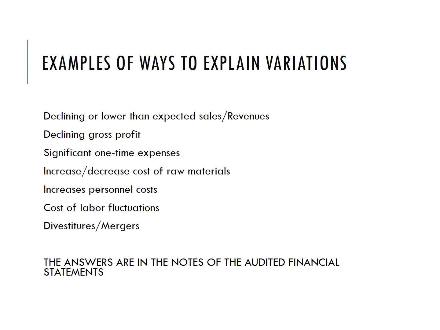And some of these explanations in general can be, did you have a declining or lower than expected sales or revenue? Did you see declining gross profit or perhaps increasing gross profit? Did you have a significant one-time expense? So, sometimes if you're in a healthcare organization and you lost a large lawsuit, you may have a large one-time expense for a lawsuit. Did you see an increase or a decrease in the cost of raw materials? So if you work for a firm that produces something, so Apple, for example, they may see a decrease in the cost of raw materials, which will cause them to have a better margin. Do you have an increase in personnel costs or decrease in personnel costs? Or you could also say that's a cost of labor fluctuation. And last but not least, was there a large divestiture or merger that caused you to have a difference in your results year over year?